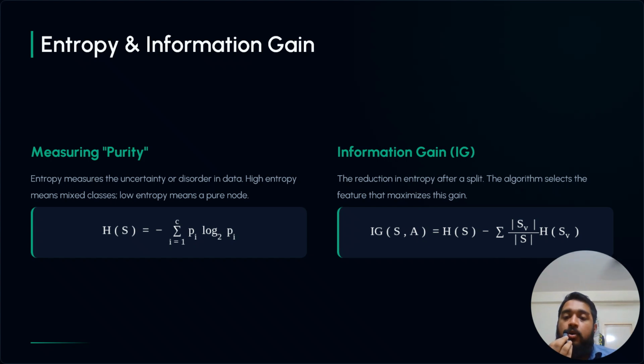This goes on and on and on until the information gain is 1. That means the node is pure.